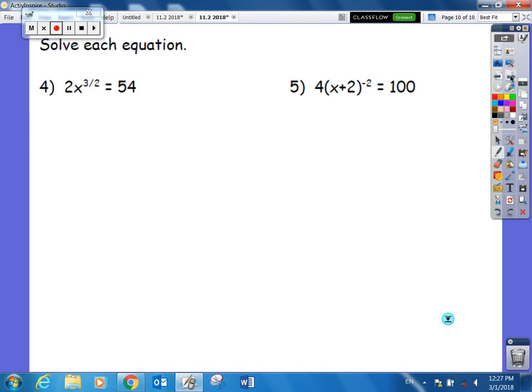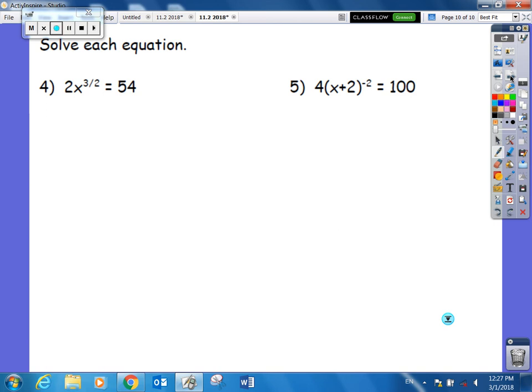Alright, and then these last two, again, just some more solving that look a little different. This one has a fraction to it, so 2 times x to the 3/2 equals 54. Very important that you divide by 2 first. You can't get rid of that 3/2 before you do anything.